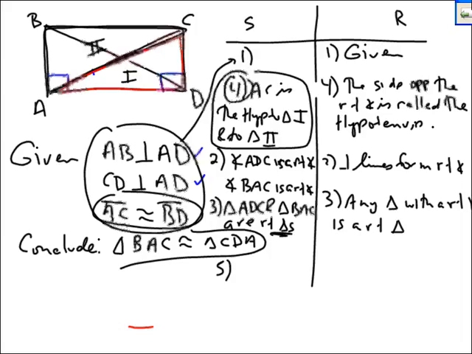And now we're up to statement number 5. For statement number 5, I am going to say that AC is equal to AC. And this is by reflexive property. So now I have the hypotenuses of 2 right triangles being equal.